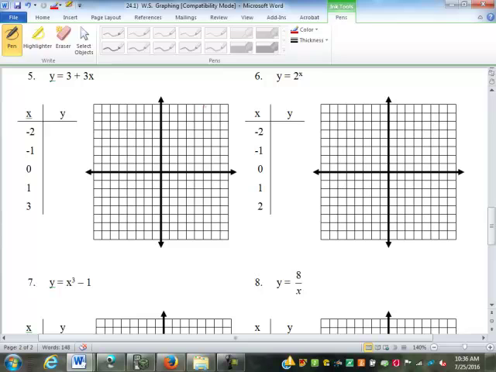I want you to take a few minutes and try to graph these two. See what you come up with.